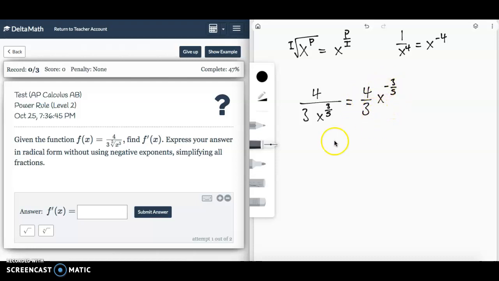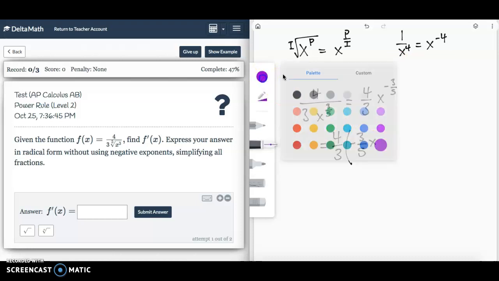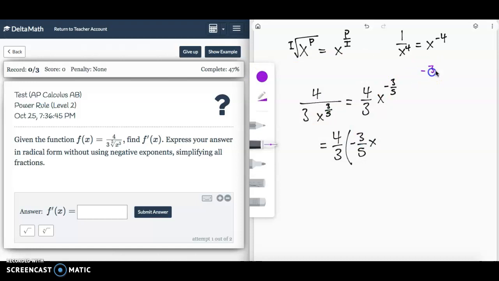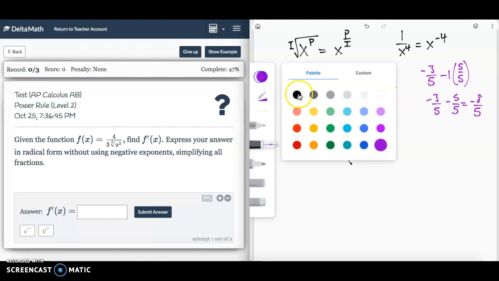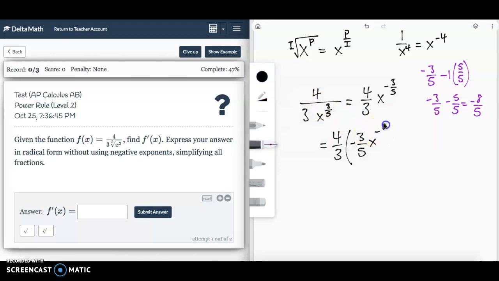So taking the derivative of this, I'll write out a little bit of extra work. My 4/3 is still there, right? Then I'm bringing down my negative 3/5 x, and I'm subtracting 1 from my exponent. If I do that off to the side, you guys should be pretty good at this. We did hit this a lot in pre-calc. Negative 3/5, and I'm subtracting 1 from it. You need common denominators. So negative 3/5 minus 5/5 would give me negative 8/5 as my new exponent. So negative 8/5.